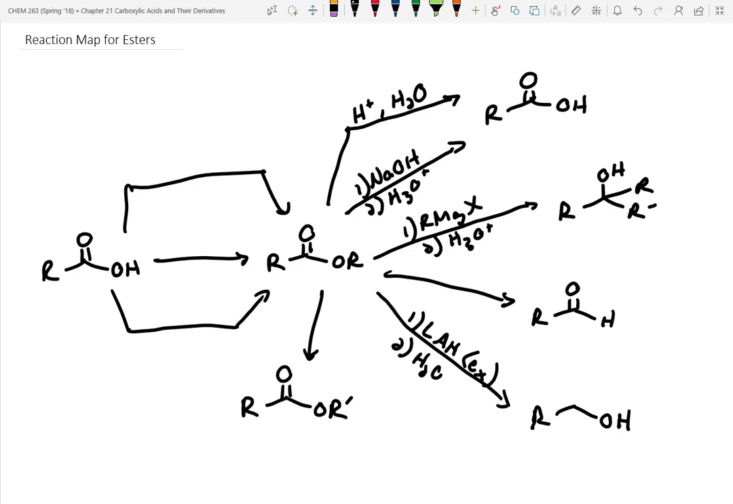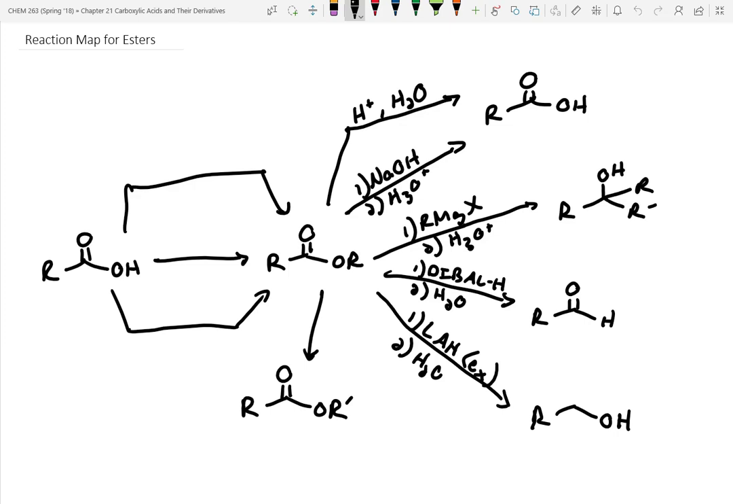All right, what if we want to stop at the aldehyde and not overshoot to the alcohol? DIBAL. And I normally show it as DIBAL-H, so you remember that there's a hydride there, followed by some sort of protonation with water or weak acid.